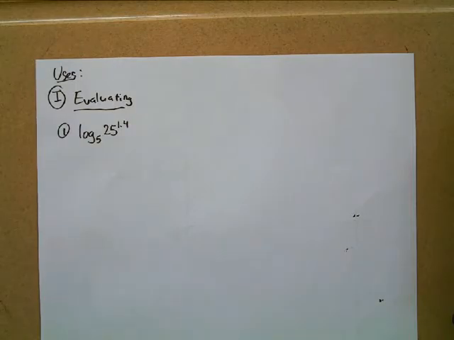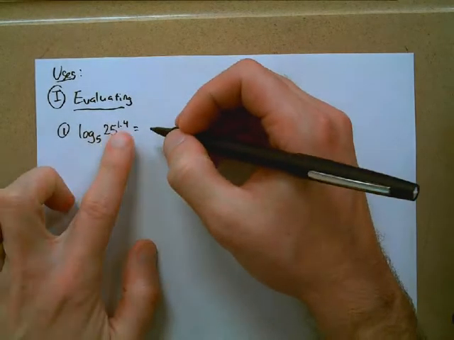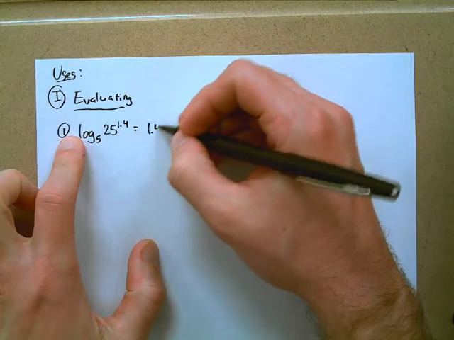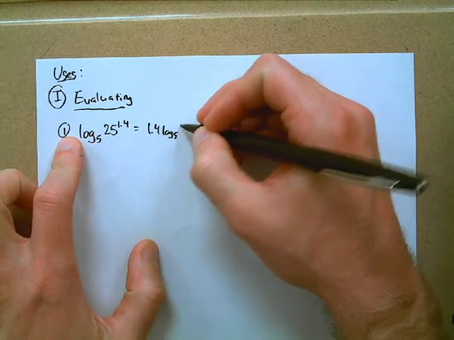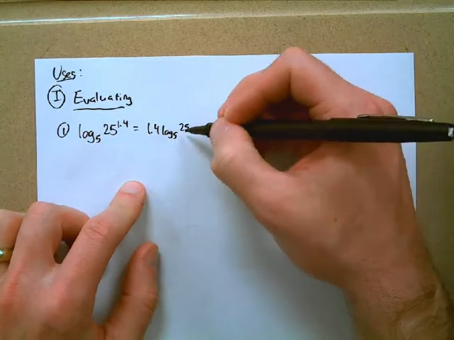Option 1 is we can use our property here because we have an exponent, so that 1.4 can come out front. And then we know that log base 5 of 25 is 2, so it'll just be 1.4 times 2, which is then just 2.8. So the final answer is 2.8.